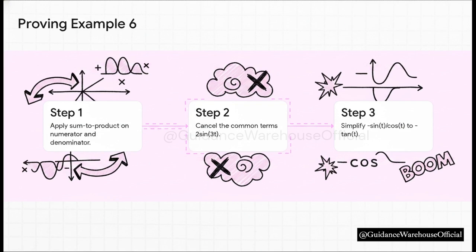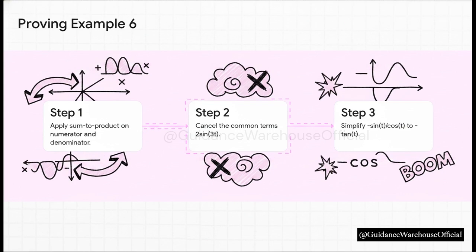To start, we just apply our new formulas. The numerator is a difference of cosines, and the denominator is a sum of sines. So we convert both of them into products. And suddenly, as if by magic, we see a massive common term. 2 sine of 3t appears on the top and the bottom. Because everything is multiplying now, we can just cancel them right out.